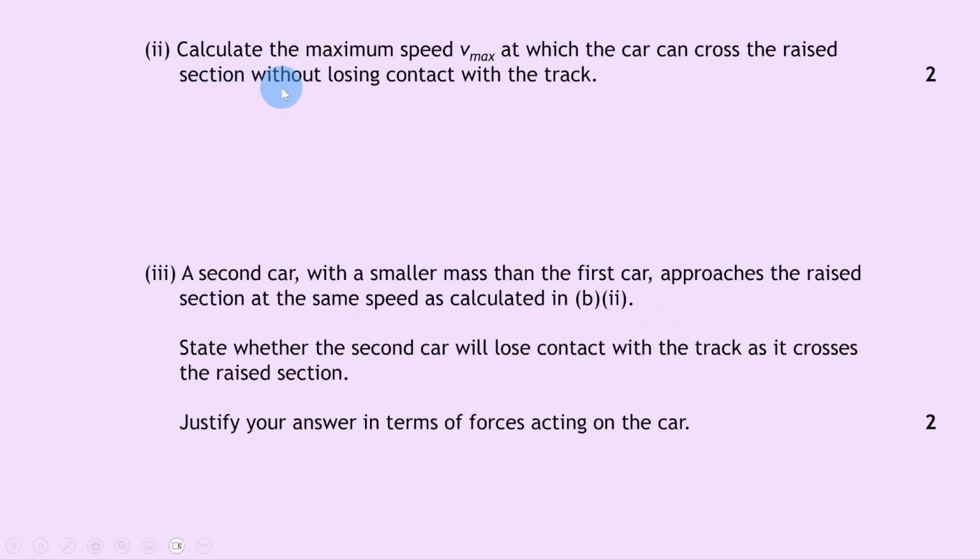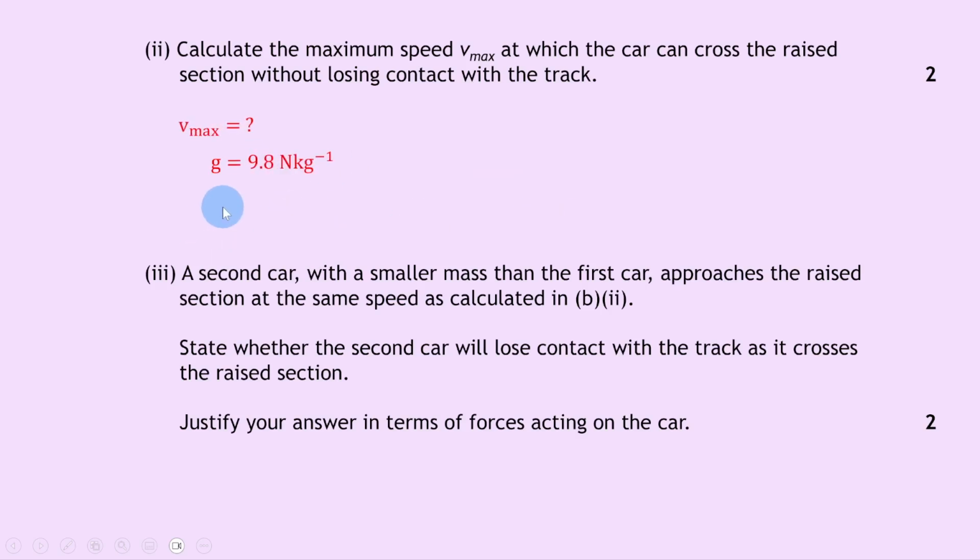B part 2 says calculate the maximum speed Vmax at which the car can cross the raised section without losing contact with the track, and this is worth 2 marks. Well, here it wants us to use the equation that we've just derived, so even if you weren't able to do the previous part, you're still able to use the equation now that they've given you. So we're trying to find Vmax.